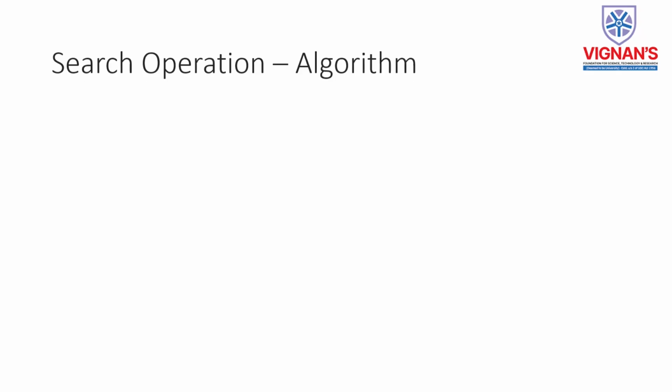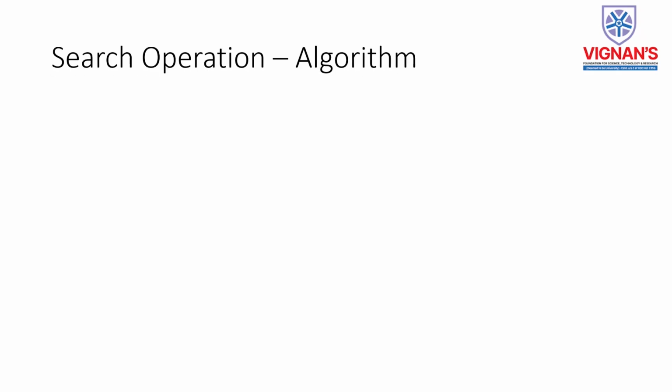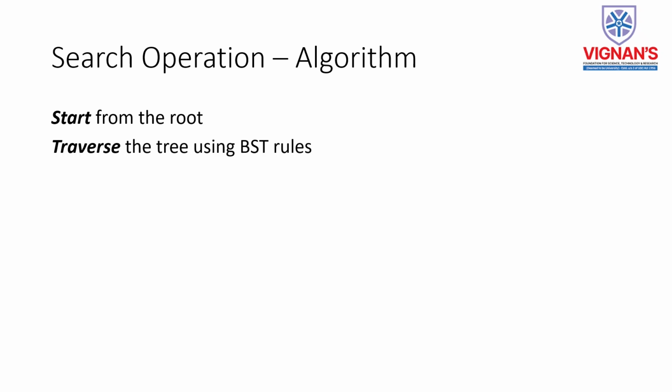The algorithm for search operation is explained as follows. Start from the root. The search operation always begins at the root node of the splay tree. Traverse the tree using BST rules. The tree is traversed by comparing the search key with each node and moving left or right according to binary search tree rules. If key is found, when the required key is located in the tree, the search operation is successful.